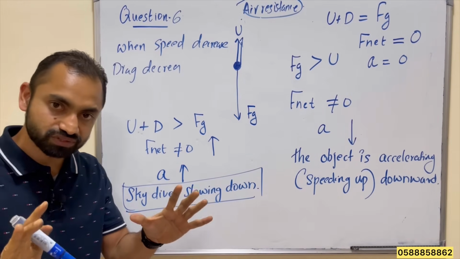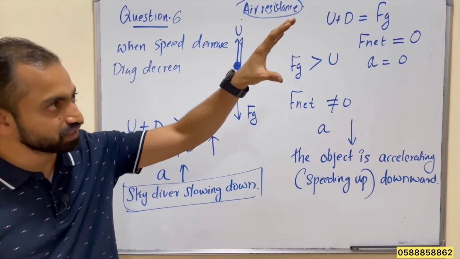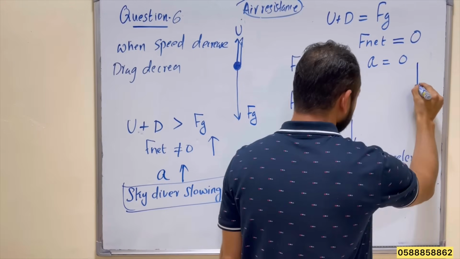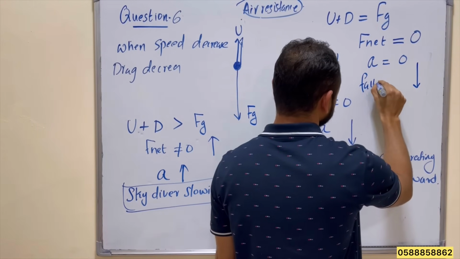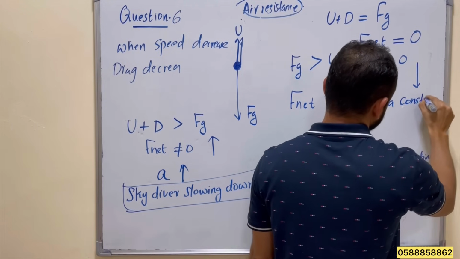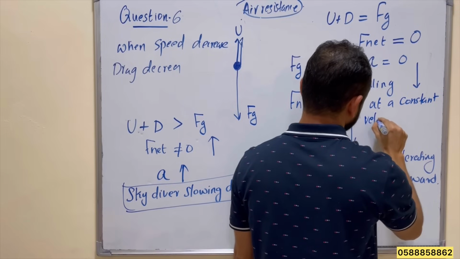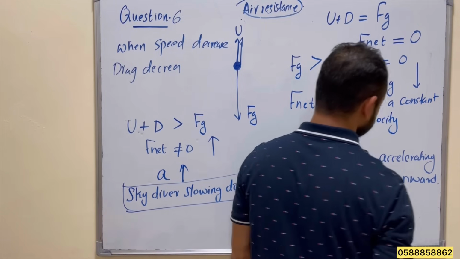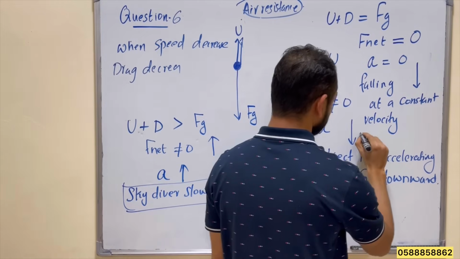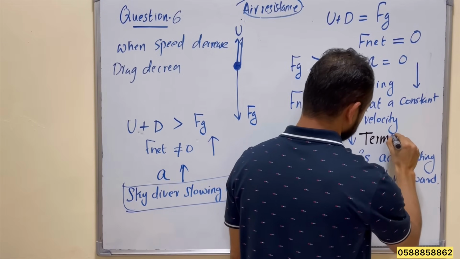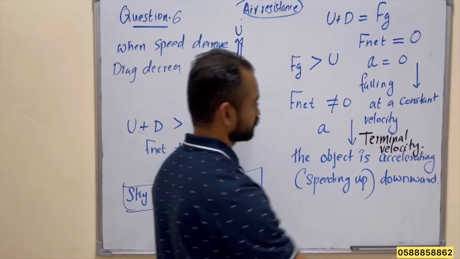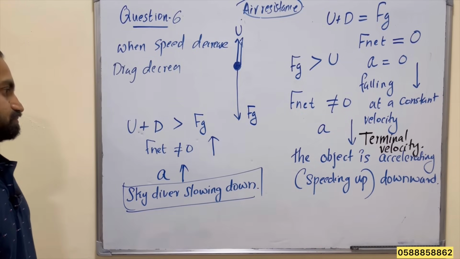Acceleration of the skydiver 0 means now the skydiver is falling at a constant speed, at a constant velocity. Skydiver is still falling, right? Falling at a constant velocity. What is the name of that velocity? Name of that velocity is terminal velocity. Terminal velocity. Okay.